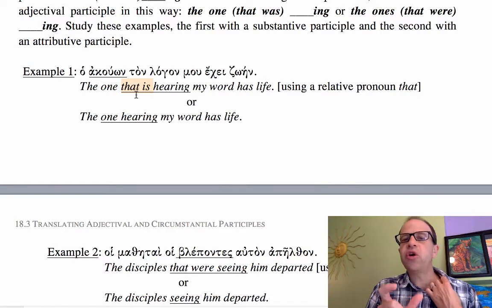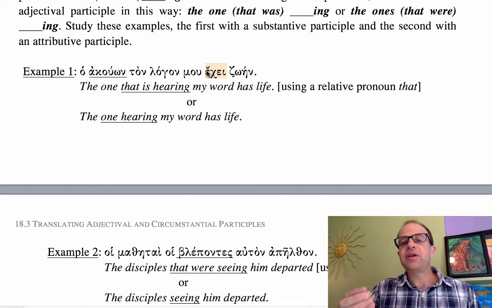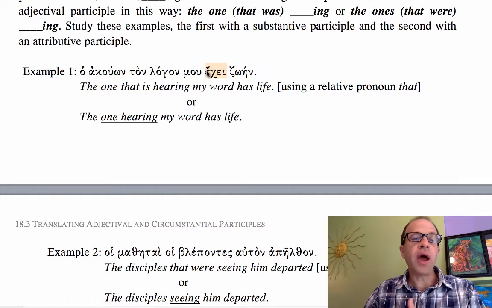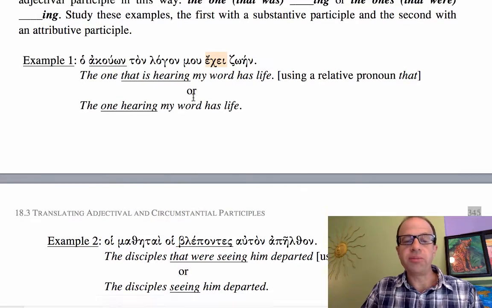Now, the time value is always relative to the main verb. So here, in this case, the main verb is present tense, and so is hearing would be used to indicate time simultaneous or contemporaneous with the main verb. If we had switched this to had, then we might want to change this to the one that was hearing had life. So the time of the main verb is an indicator of how to render time simultaneous, or if you have an aorist participle and it might be time prior, the time prior of that participle.